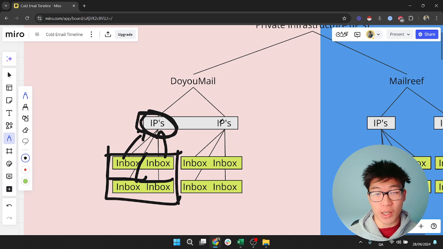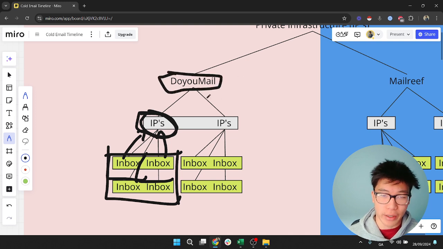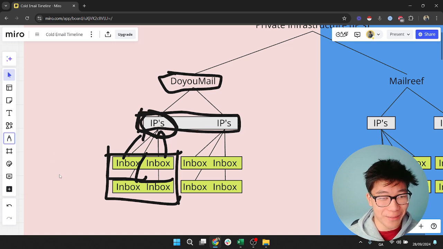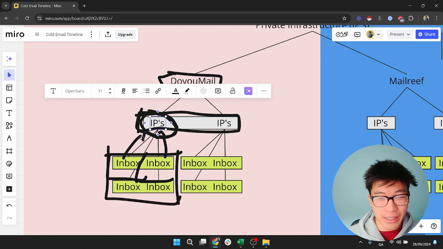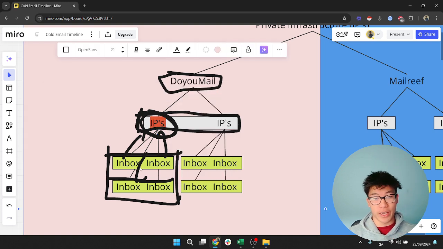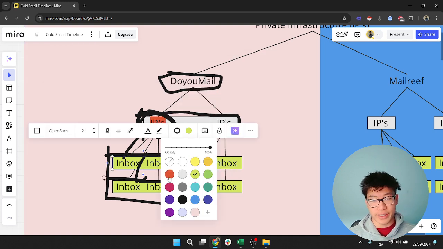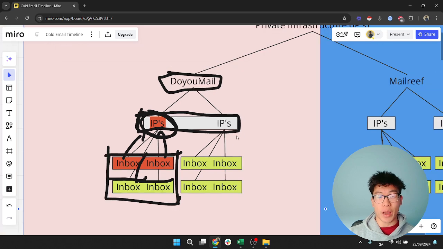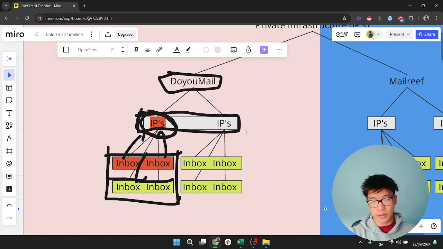Basically, your IPs are still on a shared server. So Do You Mail, which is another IP provider, has everything on a shared server like this. And let's say, okay, this is becoming a mess, I'm gonna be honest. Let's say this person gets flagged. Let's say you're sending, and you get flagged, and these inboxes get flagged, and then the IP also gets flagged. You're still on the same IP server setup as someone else.